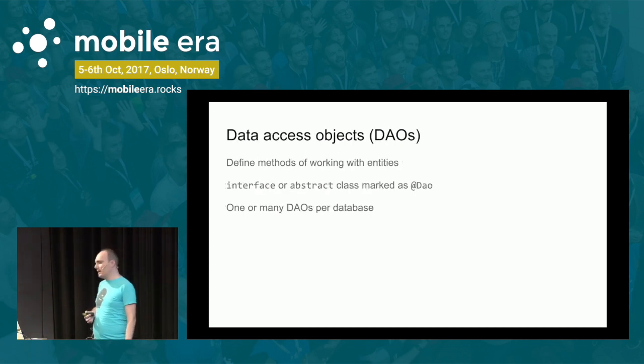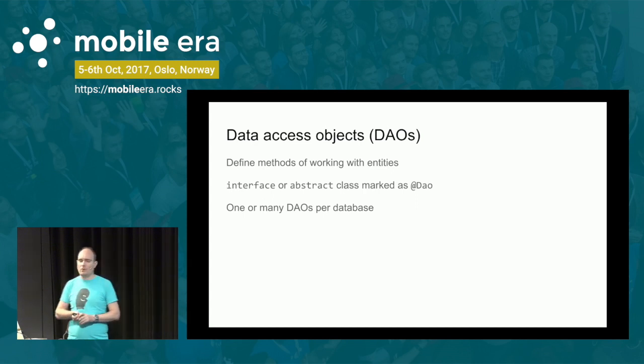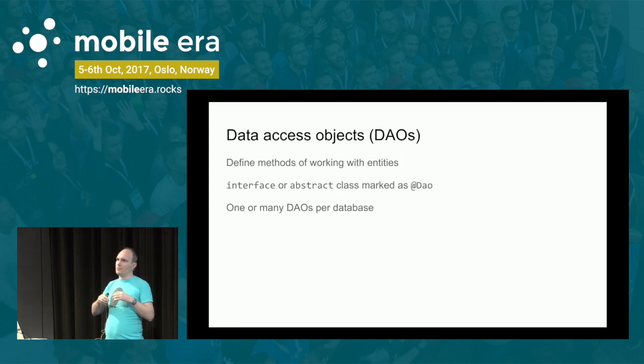So I mentioned data access objects. Data access objects, or DAOs, are basically the way you interact with this data. You define methods for how you want to work with your entities, and Room will actually create implementations of your interface or abstract class. You can have one or many of those classes in your Room database. So if you have a huge data model, or you have separate kinds of business logic, you can split them up into multiple data access objects.